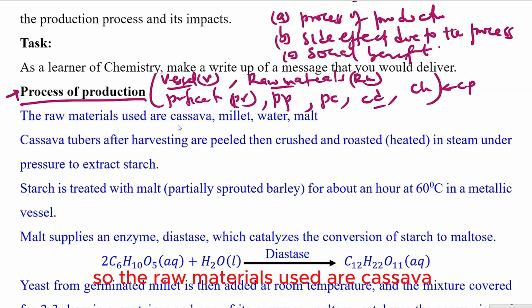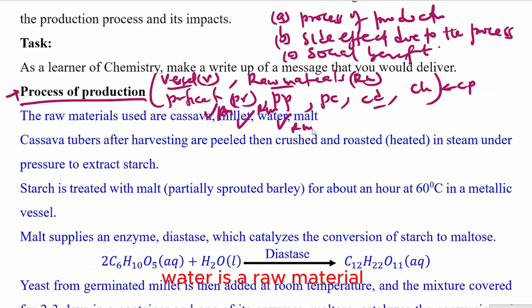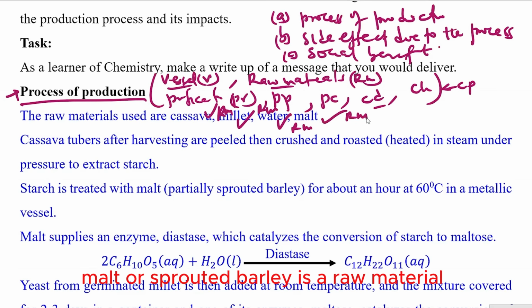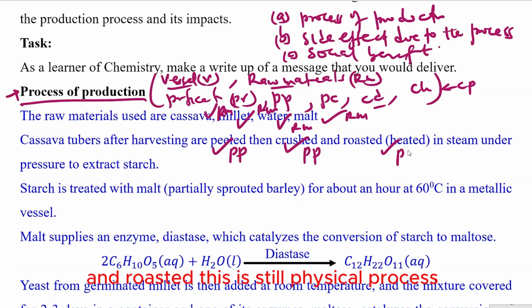So the raw materials used are cassava. This is the raw material. Millet is the raw material. Water is the raw material. Malt or sprouted barley is the raw material. Cassava tubers after harvesting are peeled. This is a physical process. Then crushed, physical process. And roasted, this is still a physical process to extract starch.